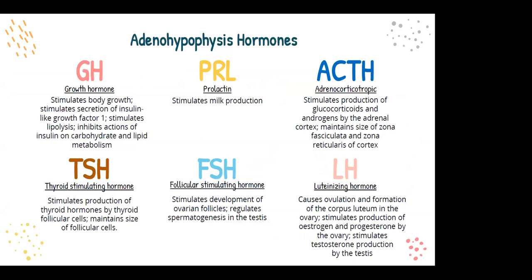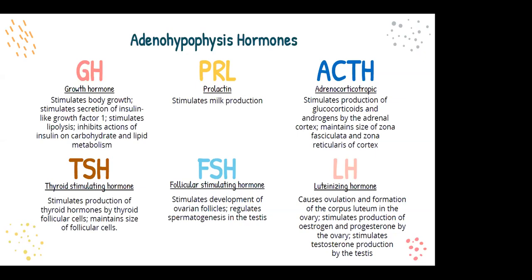The first hormone is growth hormone, which stimulates body growth and the secretion of insulin-like growth factor 1. Growth hormone also stimulates lipolysis and inhibits insulin's action on carbohydrate and lipid metabolism. The second hormone is prolactin, which stimulates milk production. The third is ACTH, or adrenocorticotropic hormone, which stimulates production of glucocorticoid and androgen by the adrenal cortex. This hormone also maintains the size of the zona fasciculata and zona reticularis of the cortex.